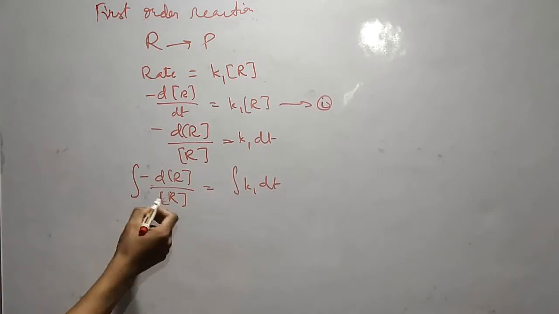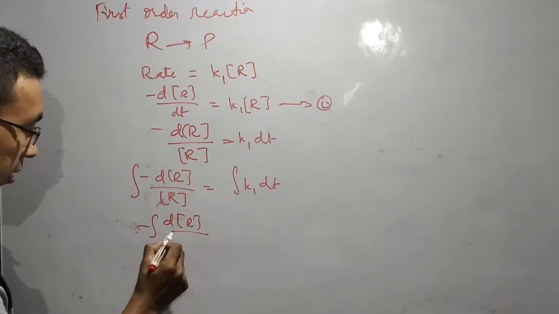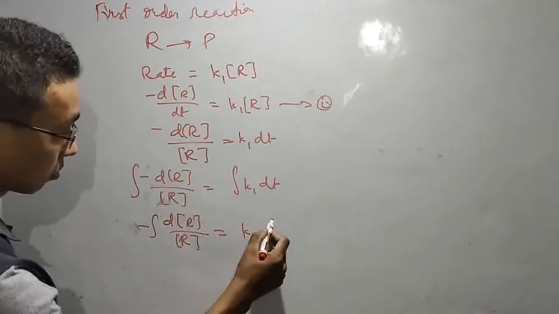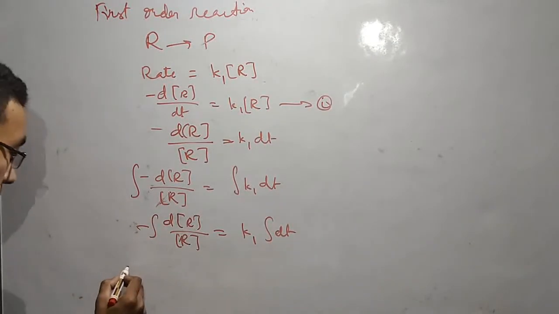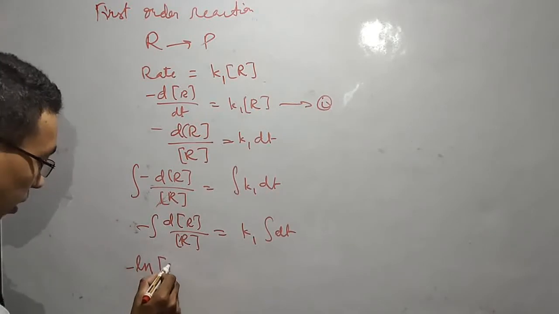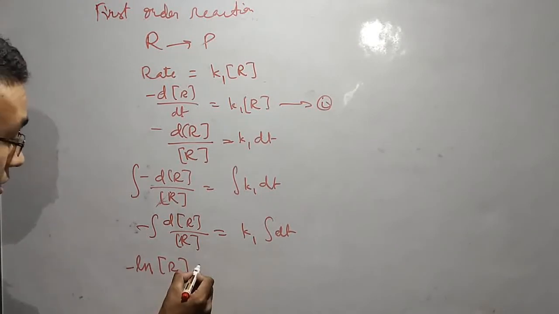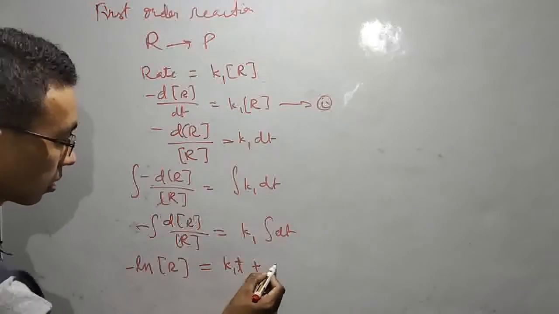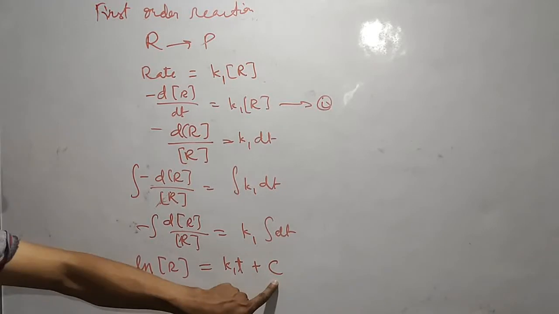Here the minus sign will be outside, and K1 is a constant, so it will also be outside. This will give the value of ln R. The integration of 1 by R is equal to ln R. So we get minus ln R equals K1 t plus C. Then we have to find out the value of C.